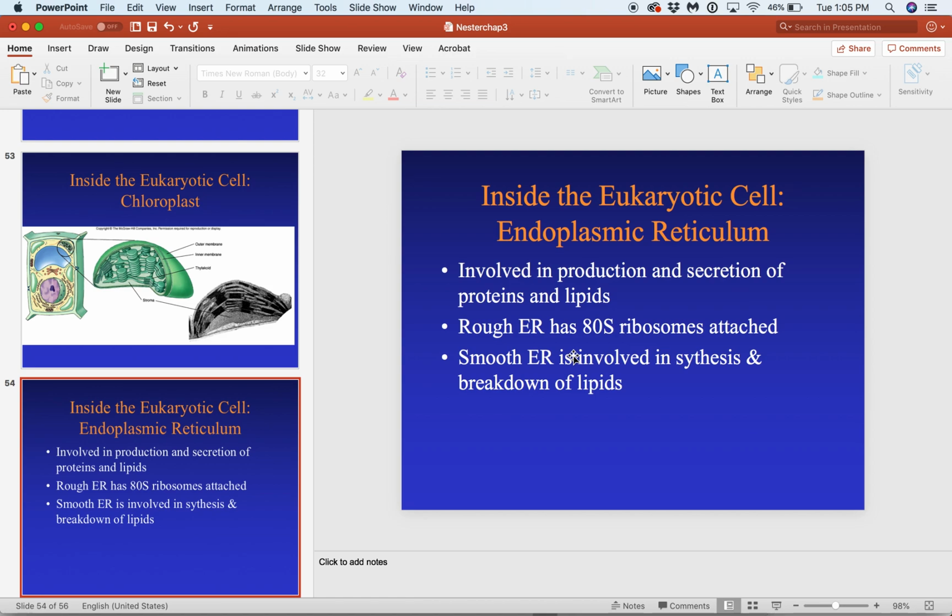All right, we talked about the endoplasmic reticulum. The rough endoplasmic reticulum is only in eukaryotic cells. It's called rough because it has ribosomes attached to it. It is all about producing proteins, whereas the smooth endoplasmic reticulum does not have any ribosomes on it. That's why it's called smooth. And it has nothing to do with proteins. It only breaks down lipids.